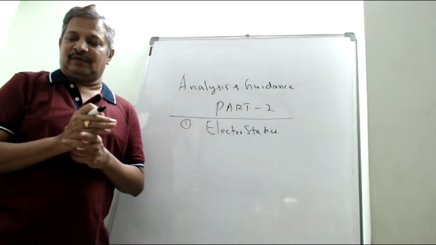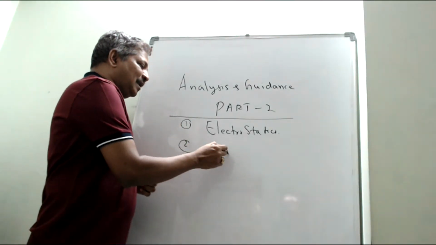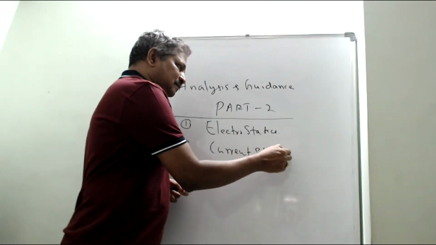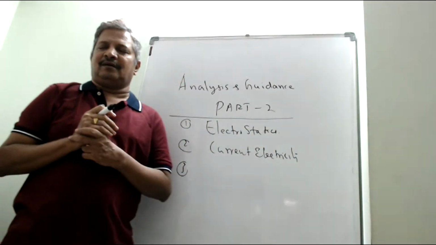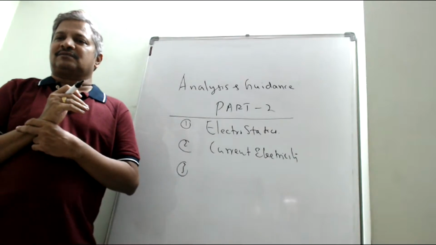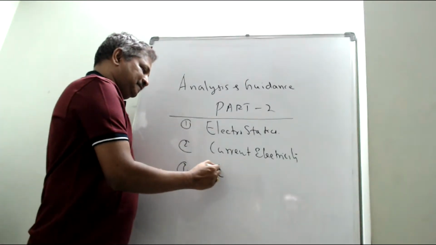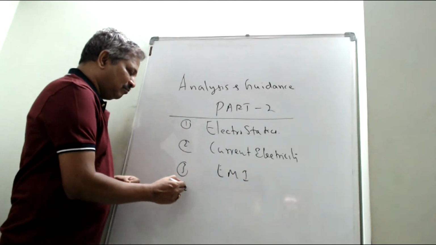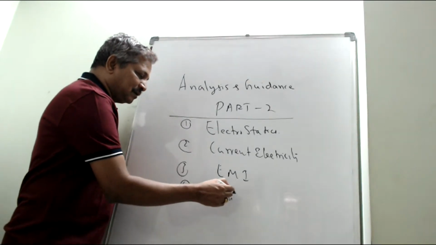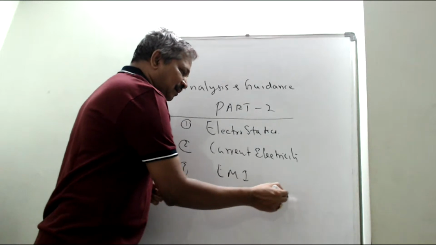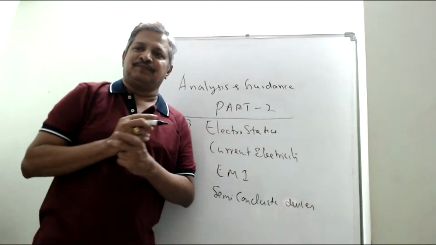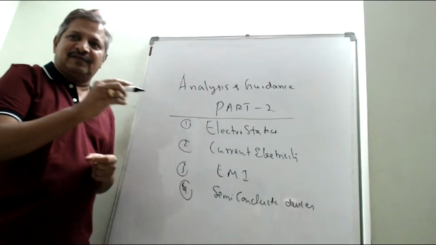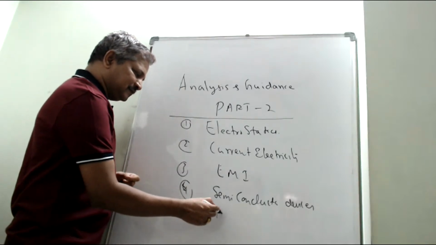Generally, most of the students may feel it is easy. Next is current electricity. Electrostatics, current electricity. Next, third point in physics, EMI, that is electromagnetic induction. Majority of the students will feel it is easy. Next is semiconductor devices and communications. Next is modern physics.